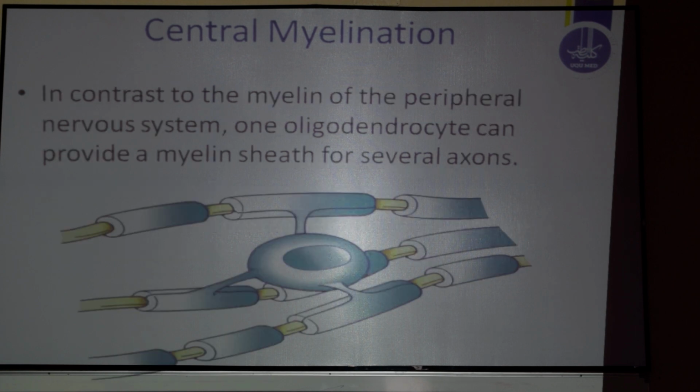And central myelination contrasts with myelination of the peripheral nervous system. One oligodendrocyte can provide a myelin sheath for several axons. This does not occur in the peripheral nervous system. See, the myelination is not of one axon, but many axons.